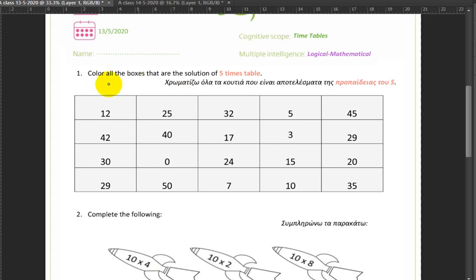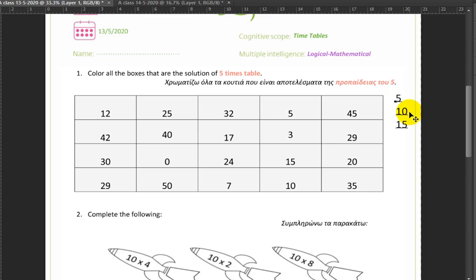Okay, so exercise number 1 wants us to color the boxes that are the solution to the 5 times tables. So basically what this is saying is, can I get these numbers by multiplying something with 5? And if we can, then we need to color the box they're in. So in this case, it can help to have the timetable of 5 written here. So all the results.